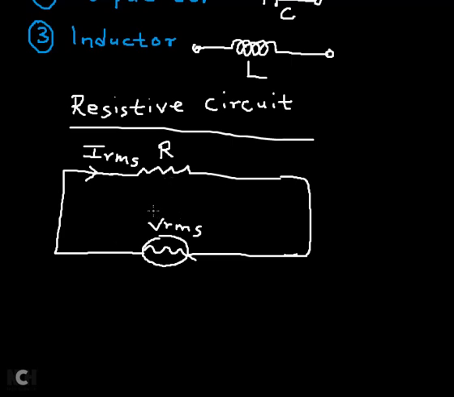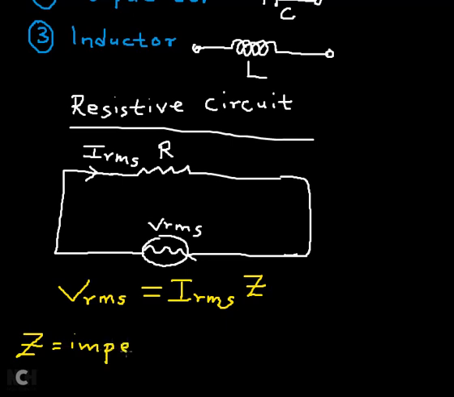Now I told you that the opposition to the flow of alternating current is what we call impedance. According to Ohm's law, voltage is always equal to current multiplied by resistance. But in terms of alternating current, I will simply say that the root mean square value of the voltage is equal to the root mean square value of the current multiplied by the opposition to the flow of alternating current, and that is the impedance. This symbol here is the symbol of impedance.